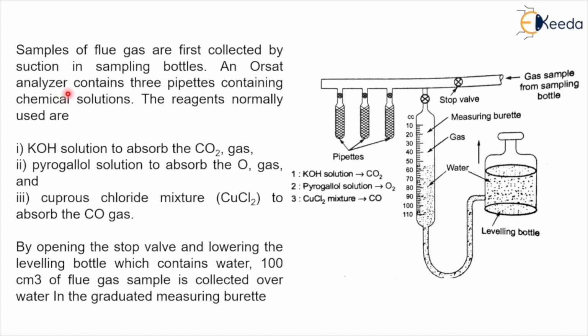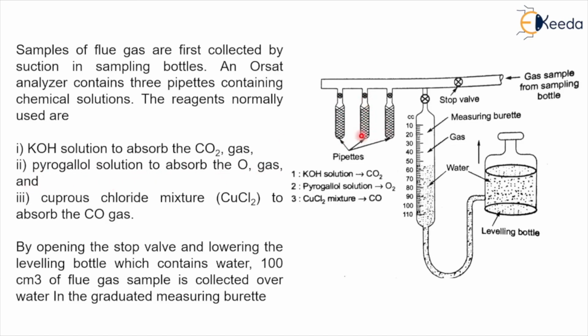An Orsat gas analyzer contains 3 pipettes. These are 3 pipettes containing chemical solutions. The reagents normally used are KOH solution to absorb CO2. This is the first pipette. In the first pipette, KOH solution is there. It will absorb CO2. Second, pyrogallol solution to absorb O2 gas, oxygen gas.